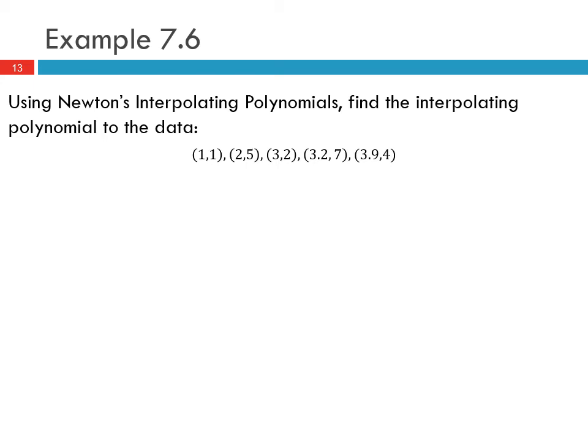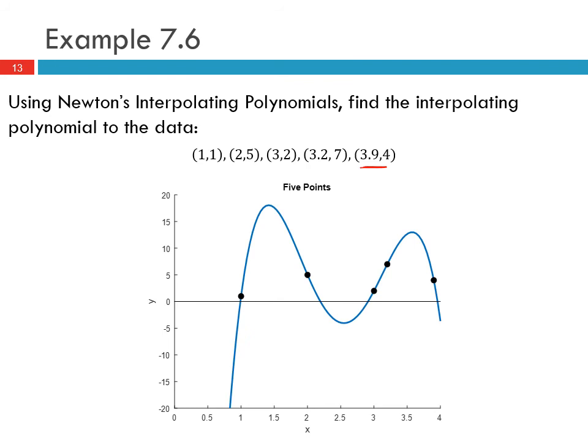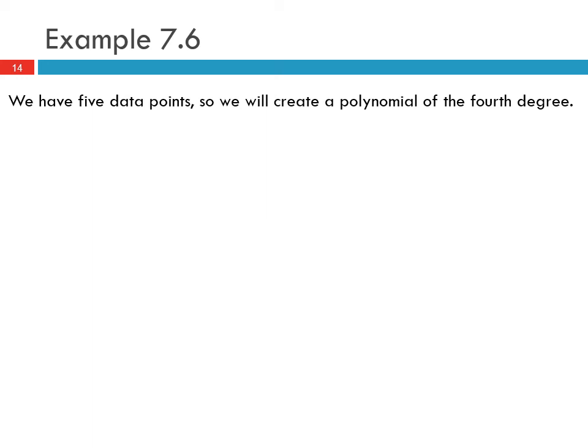Again, let's add another data point. So again, using Newton's interpolating polynomials, we want to find the interpolating polynomial to this data. So adding on another point here. So we're looking for the polynomial of the form shown here. So we have 5 data points, so we will create a polynomial of the 4th degree.